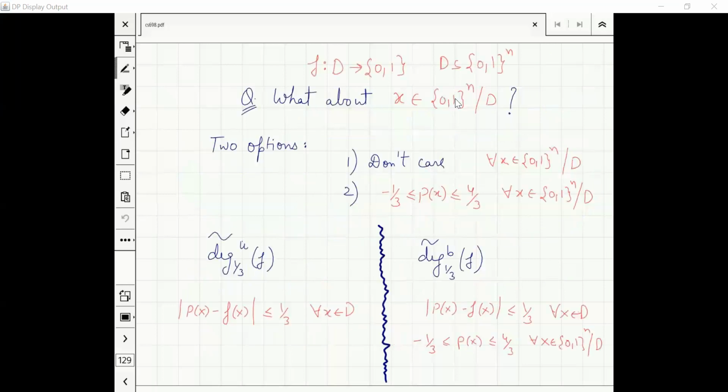That means there are two options of defining what happens on x, which is not in the domain. One is don't care. This is called the unbounded approximate, because in this case, on non-domain points, my polynomial could go anywhere. It could have any possible value. This is the one which one of you already had in mind.